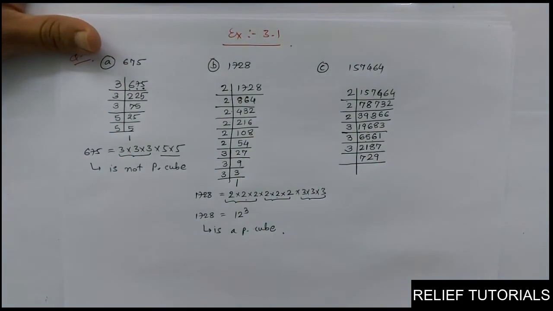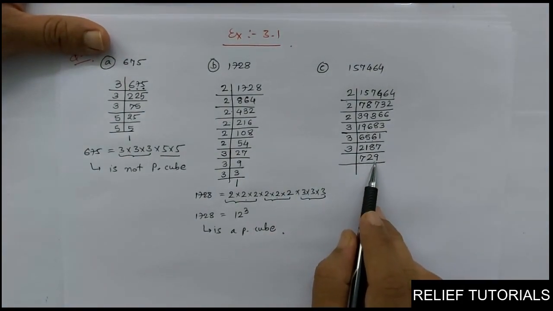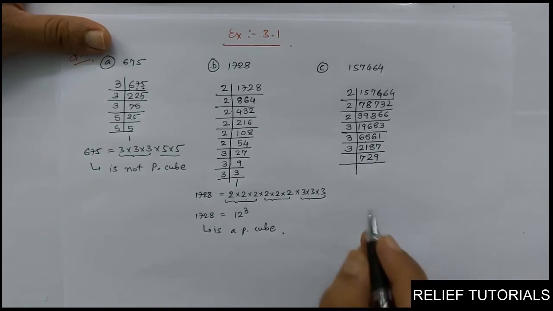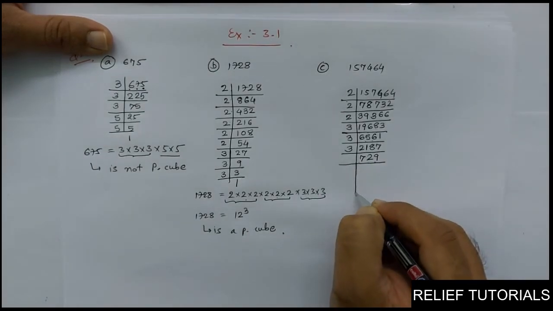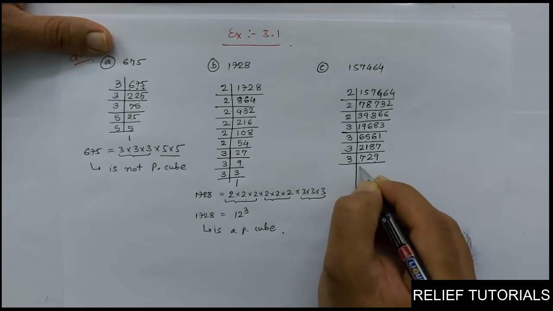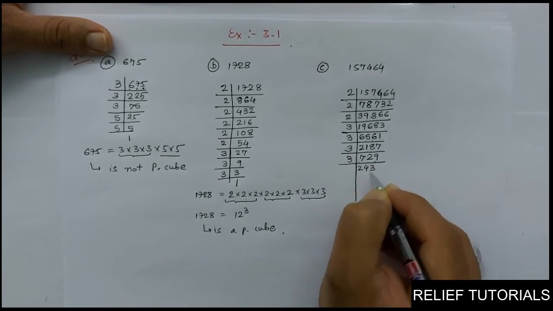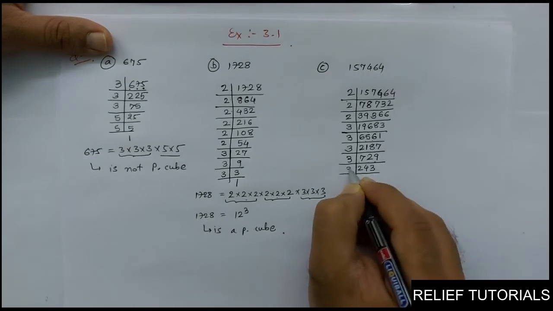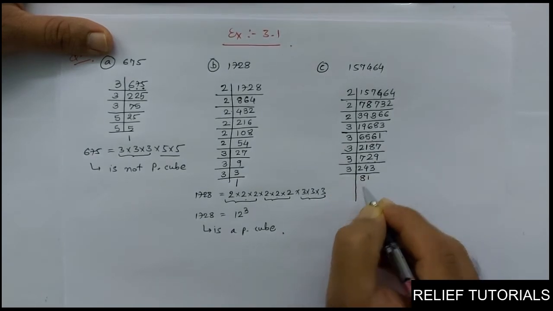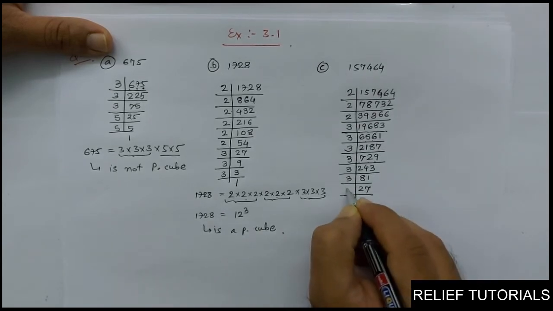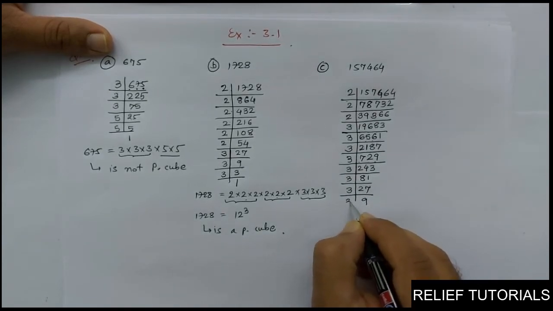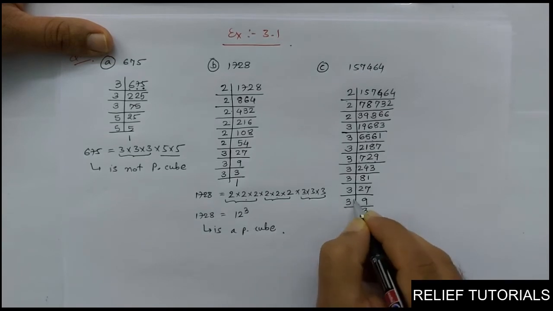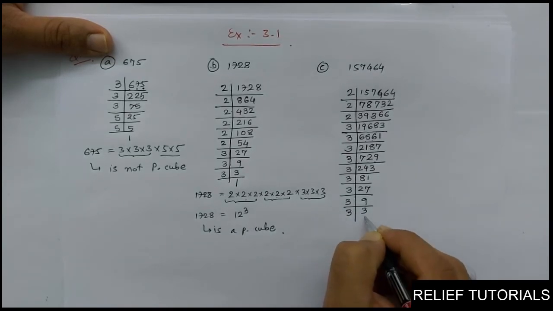I think 7 plus 2 is 9, 9 plus 9 is 18. So 18 is divisible by 3. So still this number is divisible by 3. So 3 2s are 6, 3 4s are 12 and 3 3s are 9... 3 81, 3 27, 3 9, 3 3 and 3 1.